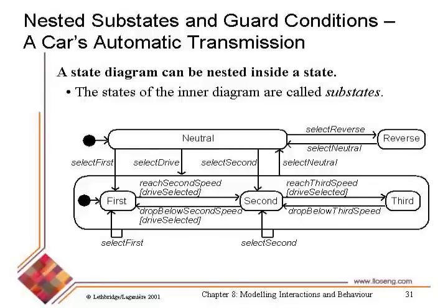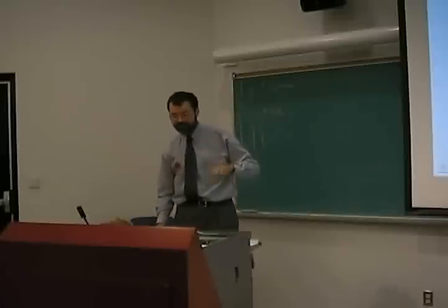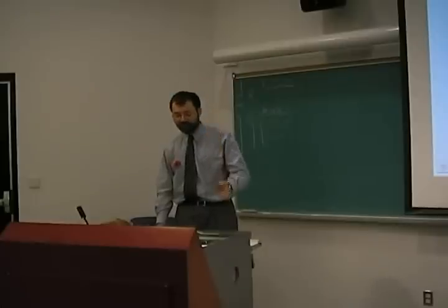This select neutral arrow from the boundary of the drive state to the neutral state says if the driver at any point in time selects neutral, whatever I'm doing, I will jump into neutral. I'll get out of this drive state and jump into neutral right away. It doesn't come from first, doesn't come from second, doesn't come from third. It says from any of those substates, I'm going to go to neutral.